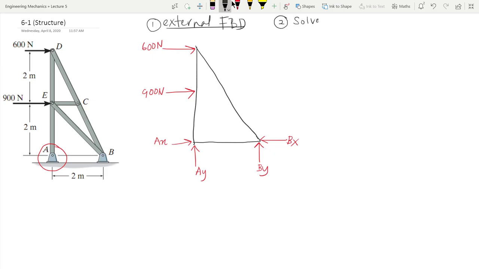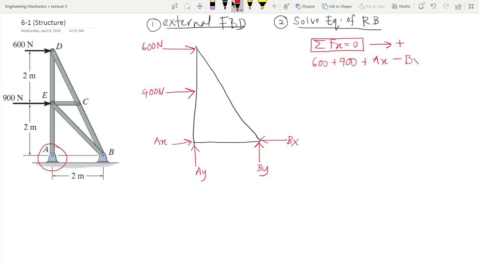We're going to solve equilibrium of rigid body. So solving equilibrium of rigid body requires us to solve whatever we can. So summation Fx is equal to 0. So let's solve this first. Whatever is going to the right hand side is a positive. So let's list down all our forces. So you've got 600. There's no need to put newtons here. No need to put the units in our calculation. Just put the values. 600 to the right plus 900 to the right plus AX minus BX is equal to 0.